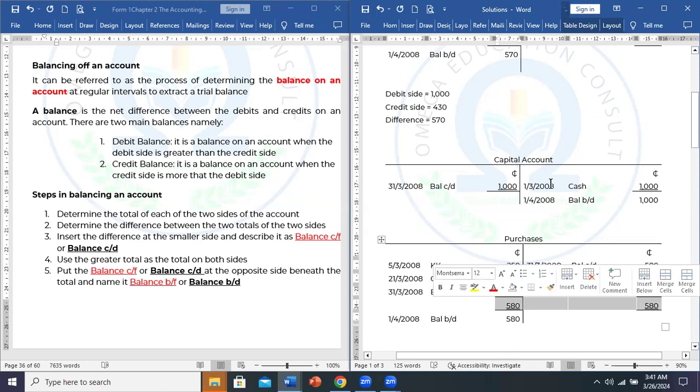So this account obviously has a credit balance because the balance brought down is on the credit side, right? Or better still, the credit side was greater than the debit side. That is why it has. So that is how you balance off an account.